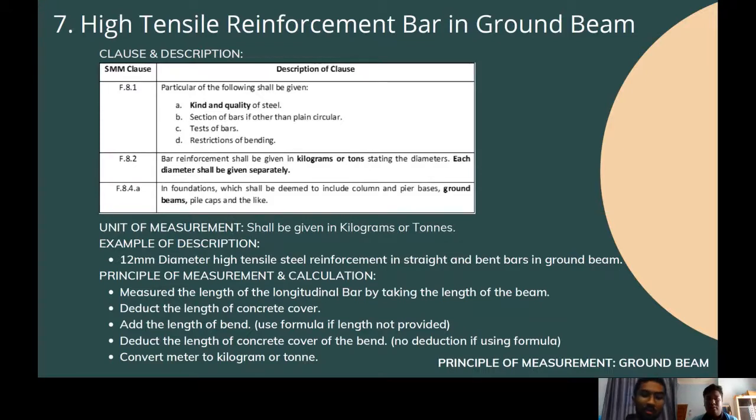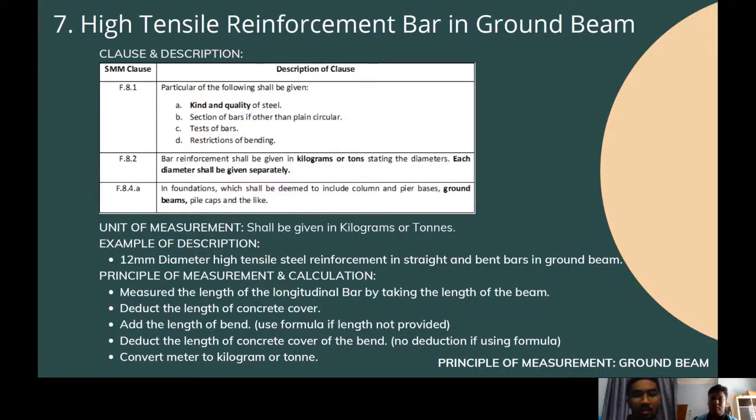F.8.2, the unit should be given in kilograms or tons, and also the diameters should be stated. Each diameter shall be given separately, either 10 mm, 12 mm, or 16 mm. Then we need to give it separately. Right, so that's why the classification in the taking off list is different.